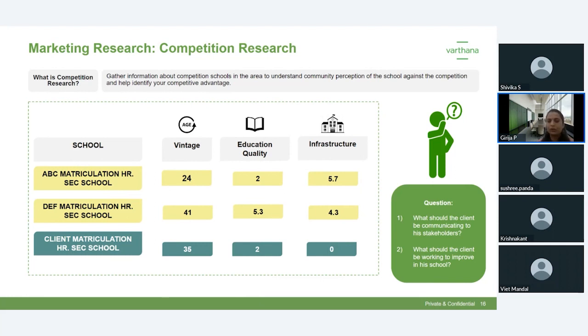So before I move ahead, I'm releasing a poll, and I would request all of you to participate in that. I want to know what you think the customer satisfaction parameters are. I have just released a poll. You can see it in front of your screen. So what do you think are the parameters of customer satisfaction? I'll wait 30 more seconds.